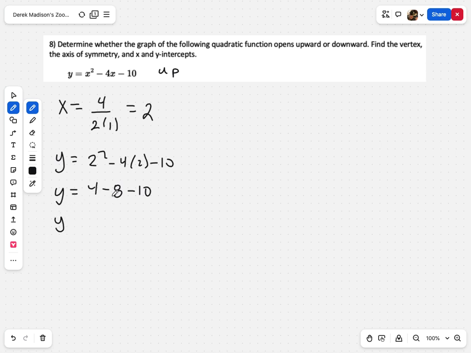So 4 minus 8 would be -4, and then I feel like I have a sign wrong there. Just checking my signs. Nope, I have it wrong in the notes. Okay, cool. This is a positive, so that's 2 squared, and then -8 minus 10. So 4 minus 8 would be -4, minus 10 would be -14.